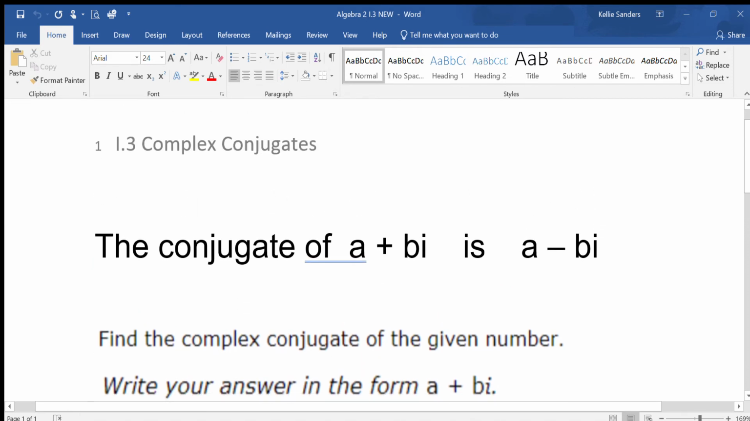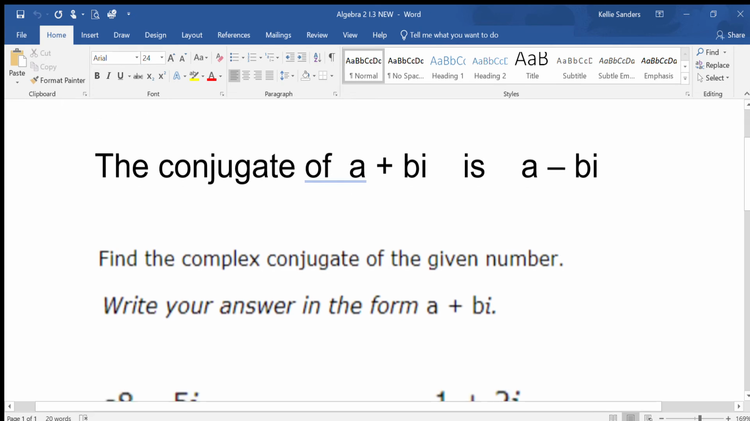K.3 complex conjugates. This is going to be by far the easiest lesson. Super easy, okay? So just listen up and you could make 100 on it if you wanted to.